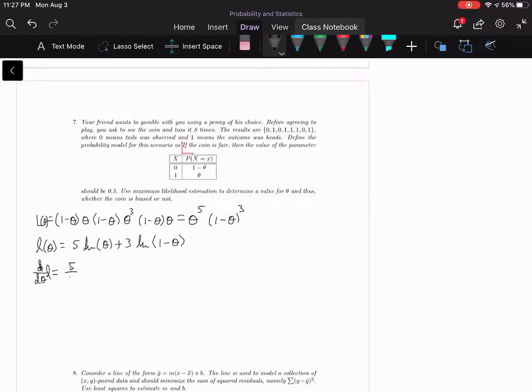And so you get 5 over theta minus 3 over 1 minus theta. You set equal to 0. And then you manipulate in whatever method you prefer in order to solve for theta. So again, for me, I like multiplying by a common denominator, which in this case is theta times 1 minus theta. That's going to give me 5 times 1 minus theta minus 3 theta. So I'm going to get 5 minus 5 thetas minus 3 more thetas, which is 5 minus 8 thetas, or theta hat equals 5/8.